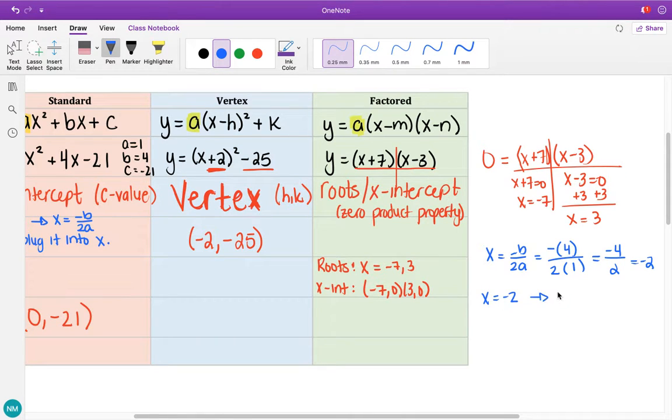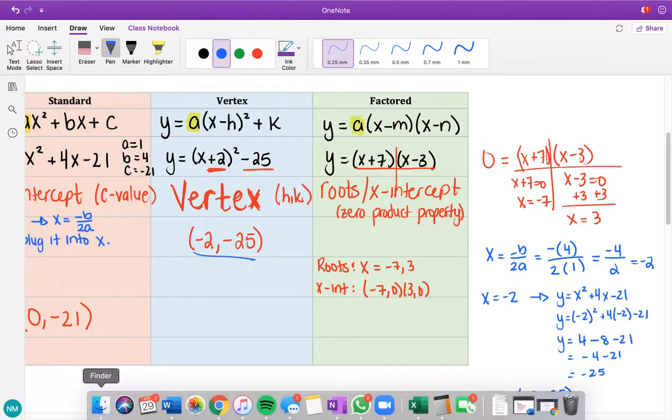So I plug that into y equals x squared plus 4x minus 21, which is just my function, which I have right here. And so I get y equals negative 2 squared plus 4 times negative 2 minus 21. So y equals negative 2 squared is 4, plus 4 times negative 2 is negative 8, so minus 8, minus 21. 4 minus 8 is negative 4, minus 21 is negative 25. So my vertex is going to be negative 2, negative 25.